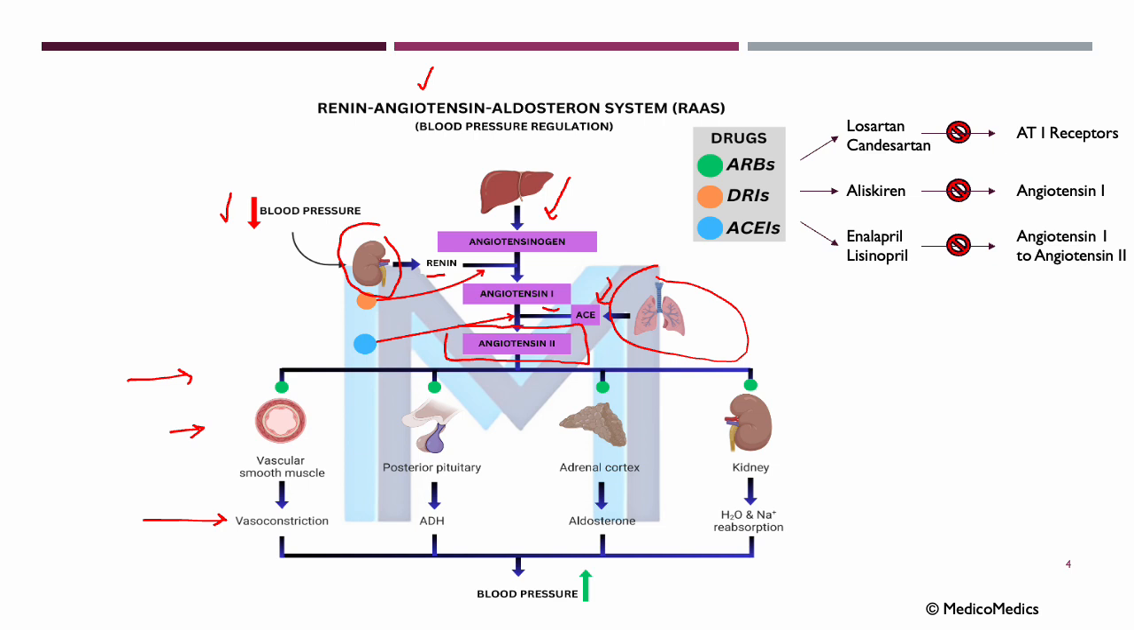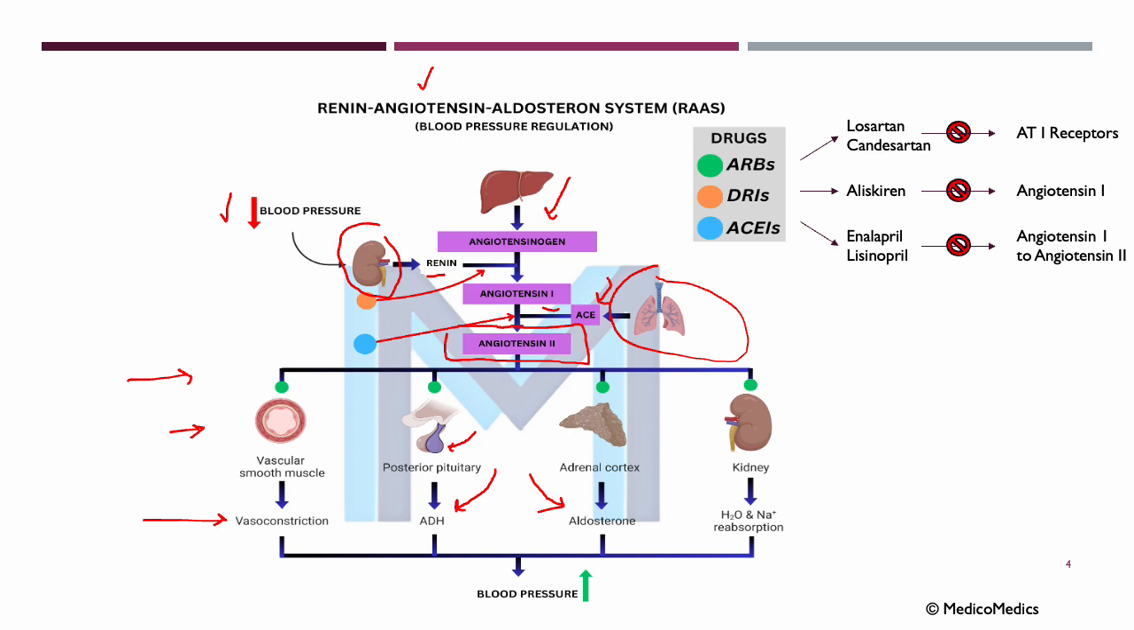Another effect is ADH secretion. So it stimulates the posterior pituitary gland, promoting therefore water retention and fluid intake by the release of antidiuretic hormone, ADH. Another key feature is the secretion of aldosterone. So angiotensin 2 stimulates the adrenal cortex, more specifically the zona glomerulosa, to release aldosterone.